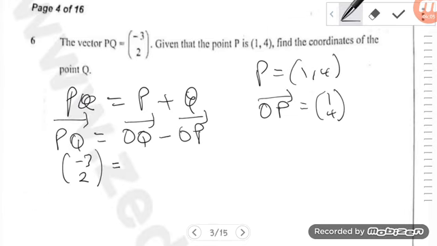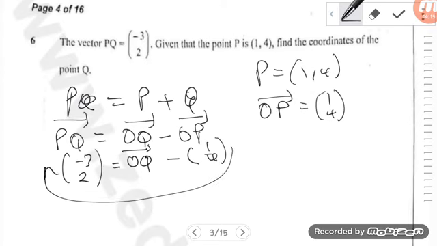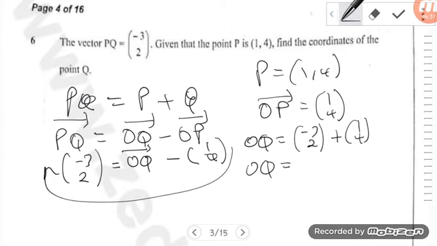equal to OQ, we don't have, then minus OP is 1 and 4. So we can shift this one and it comes this side. So we are saying OQ is equal to negative 3 and 2 plus 1 and 4. So OQ is equal to negative 3 plus 1, we're having negative 2. 2 plus 4, we're having 6. Hence the coordinates of the point Q is negative 2 and 6.